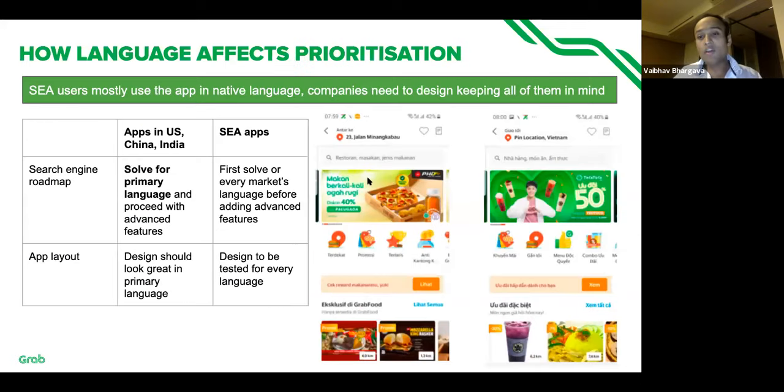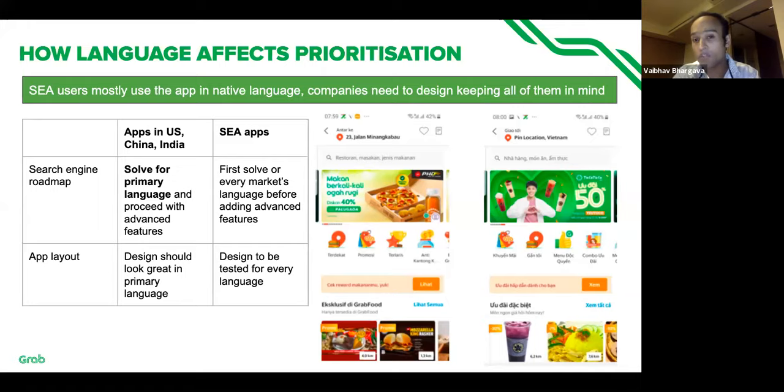How does that impact your design and prioritization? Now, one example is, you're searching for food. If I was building a search engine for an app in the US or China or India, I would solve search for the primary language, and then I would proceed with advanced features like intelligent search, identifying people's intent, ranking the search results very well, improving the UI. But you don't have that luxury when you're building e-commerce in Southeast Asia.